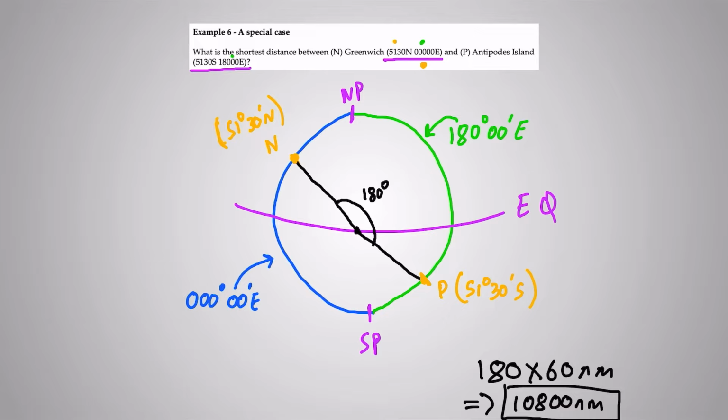Now which side will be the shortest distance? So since both of these places are exactly opposite, it can be either this distance or this distance. Both of these will be 10800 nautical miles. Okay, now the question is how will you know if the points are geometrically opposite to each other? So if you look at both of these coordinates closely, let me just write both of these here.